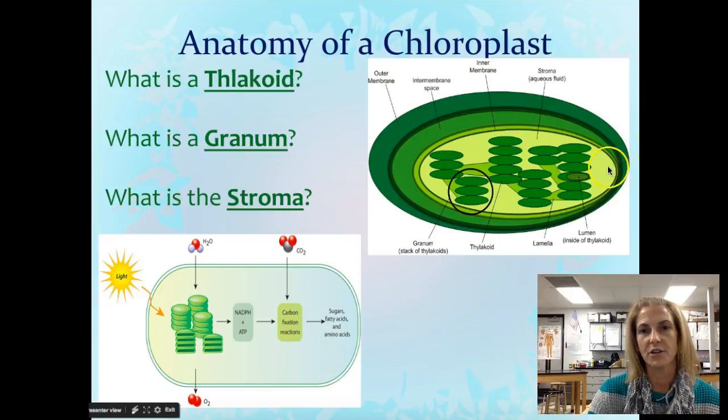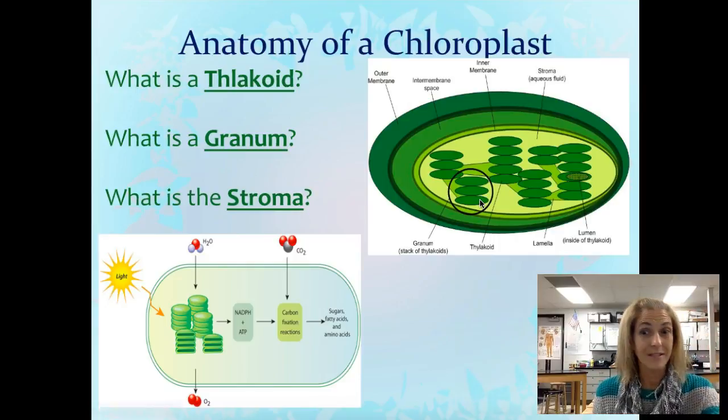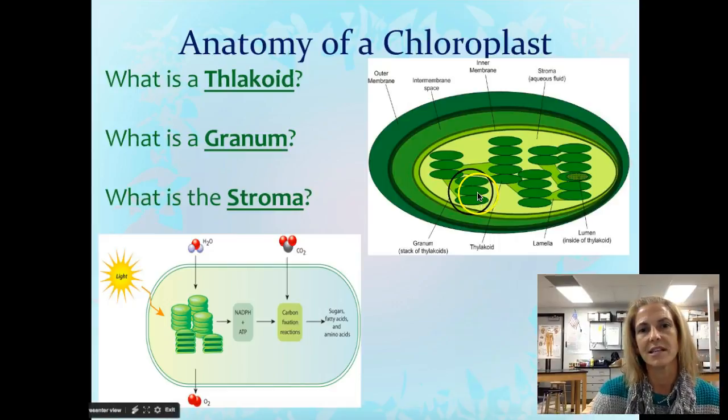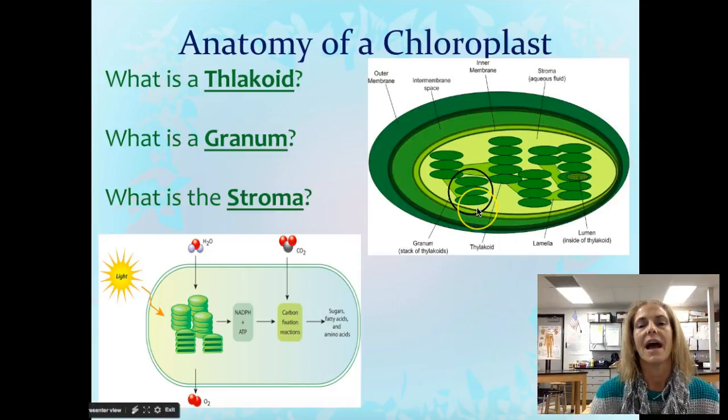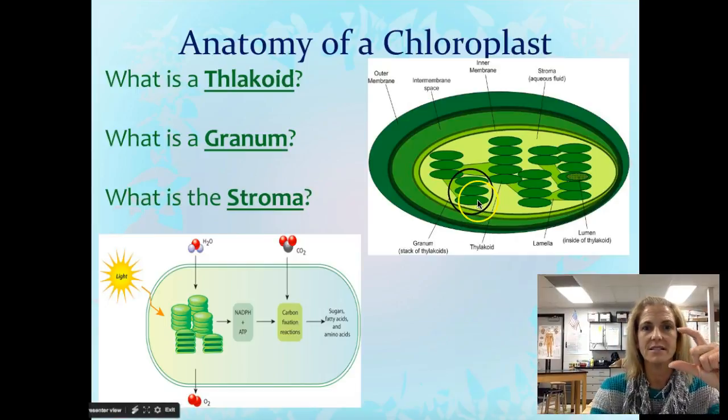So this big structure here is the chloroplast. We have individual discs inside. So I like to think of these as a stack of coins. And each quarter, my coins are quarters, each quarter is a thylakoid. So each one of these discs is a thylakoid. And then the whole row of quarters, the stack of thylakoids, is called a granum.